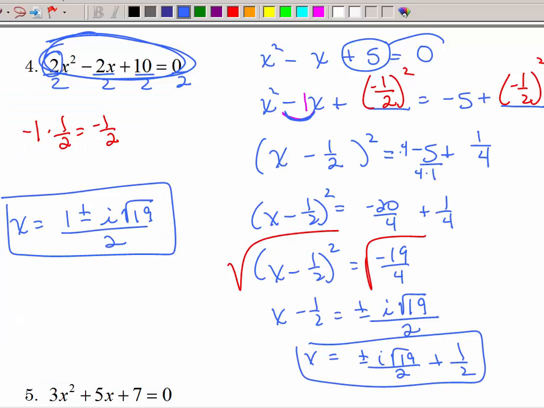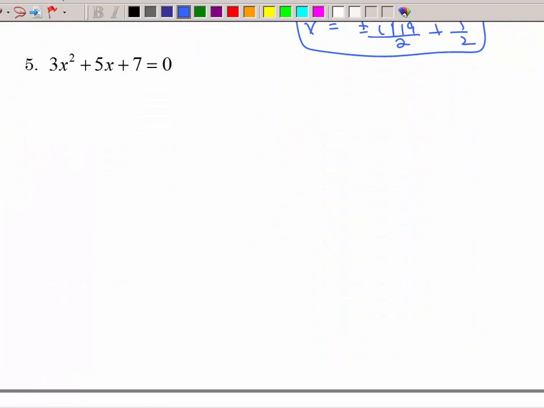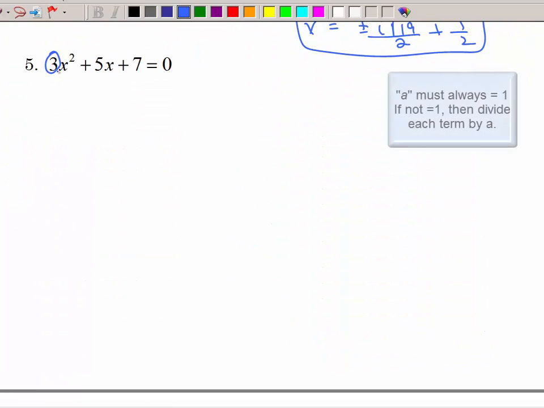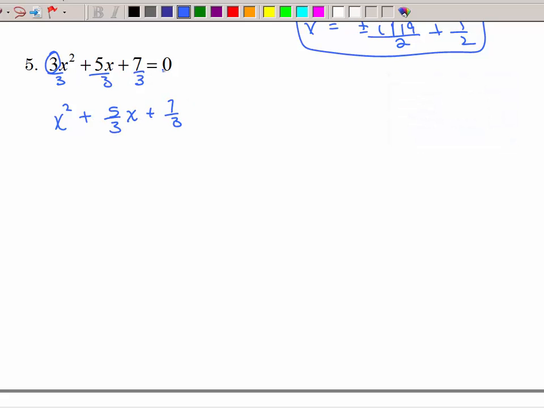One last example with lots of fractions. First of all, you should notice that a is not 1. So we need to divide everything by 3. And this time, it's not as nice. So I have x squared plus 5/3 x plus 7/3, oops, equals still 0. Then I'm going to move my constant to the other side, and it becomes negative 7/3.